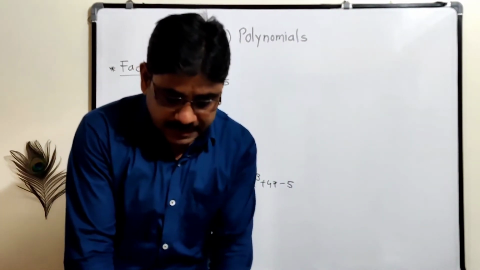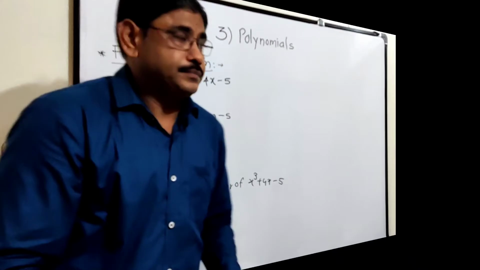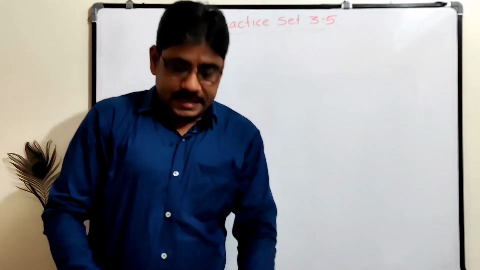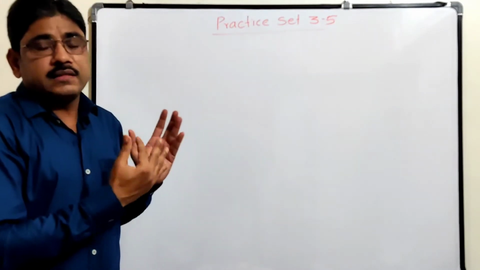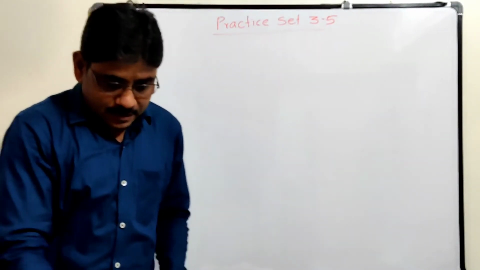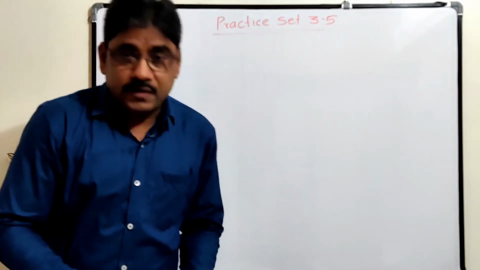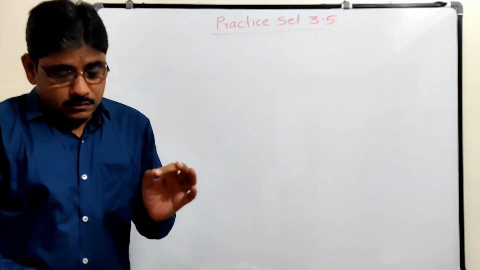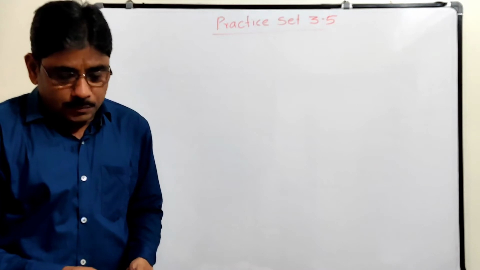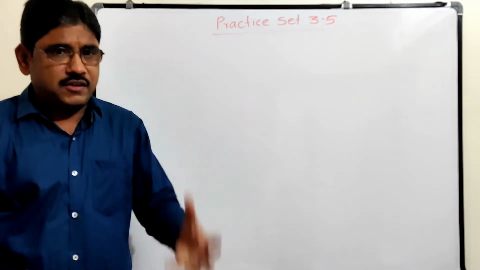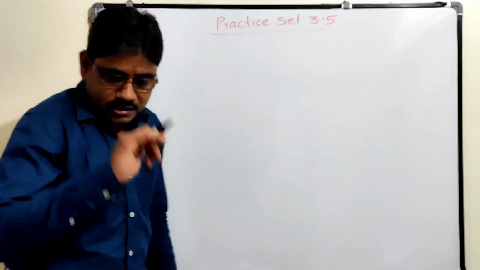So let us see practice set 3.5. Now in practice set 3.5, the first example is from that previous practice set. One of the polynomials is given, p(x), then find the value of that polynomial. हम लोग एक value खाली निकालते हैं यहाँ पे x is equal to -1 के लिए.